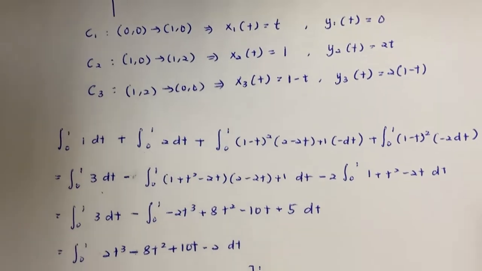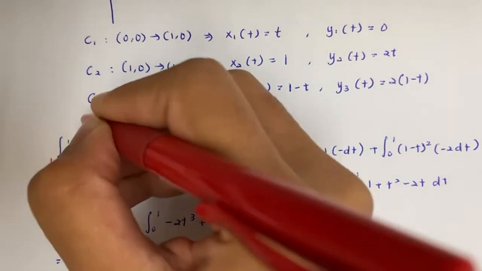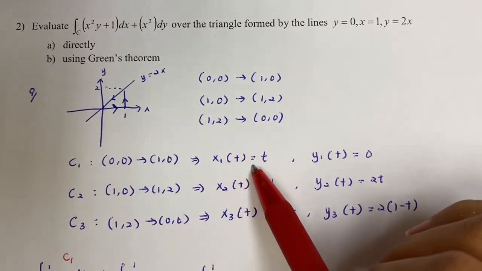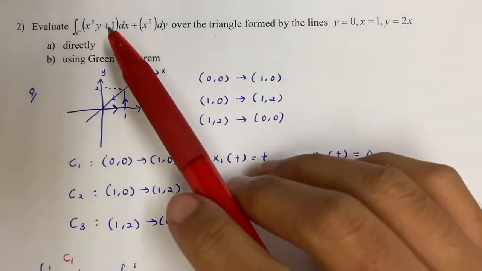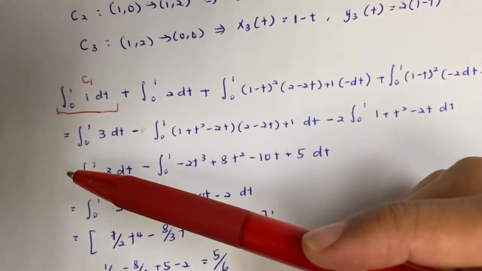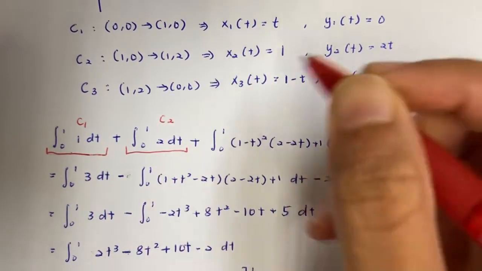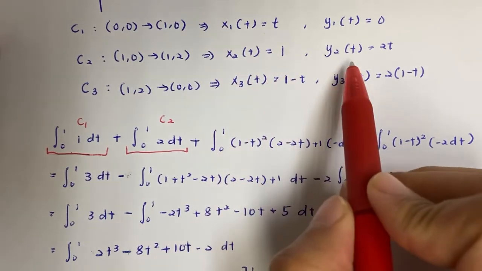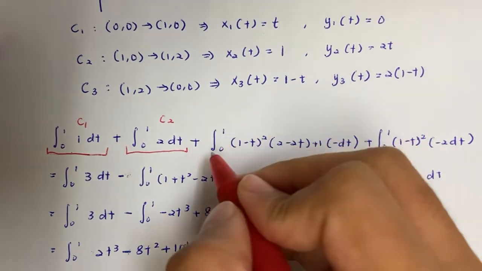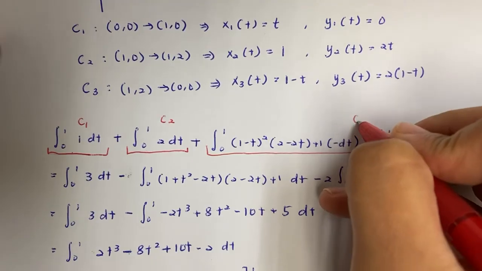Solving for the line integral, so this is the line integral for C1. Okay, for C1, find dx/dt and dy/dt, and then substitute into C1. Okay, so you have C1 here, and this one is the line integral for C2. Okay, when you substitute x, dx into dt, and then dy with dt. Okay, and this is C3, the line integral for C3.